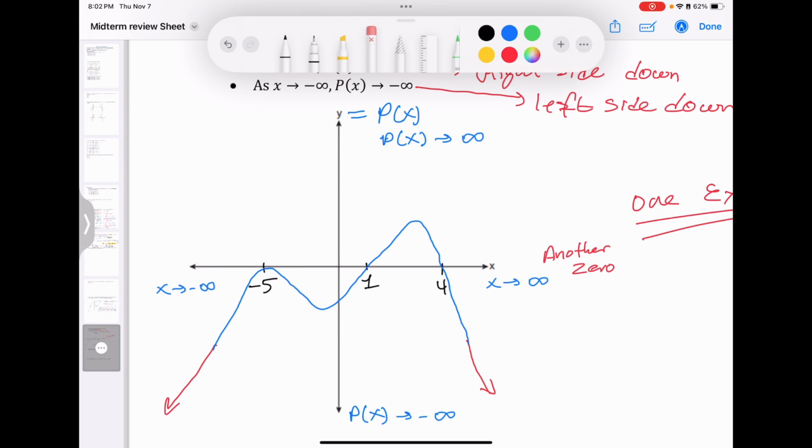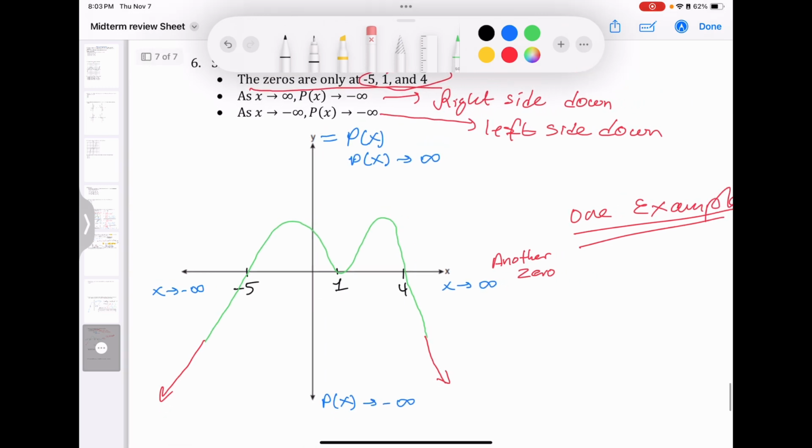And I can also sketch it like this as well. I'll put that in green. Here's another example where it can go through -5, curve at 1, curve back up, and go through 4. In this case, we curved it at 1. So I'm going to leave this one here as the answer, but there is more than one answer. You have 3 possibilities in this case.